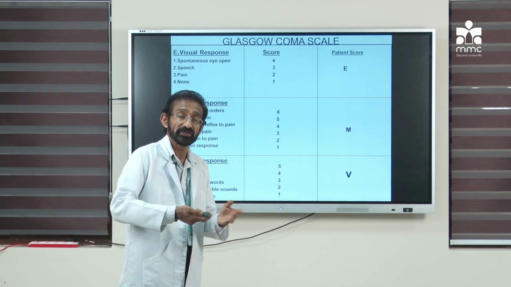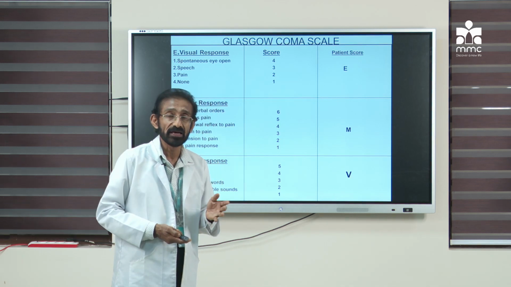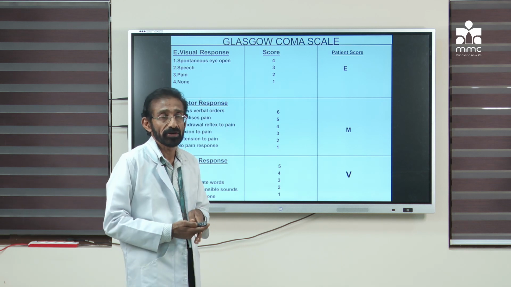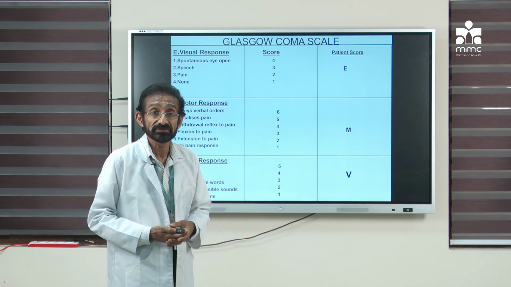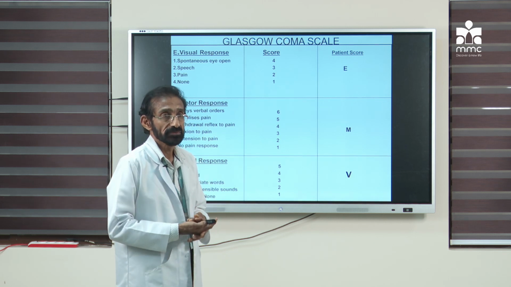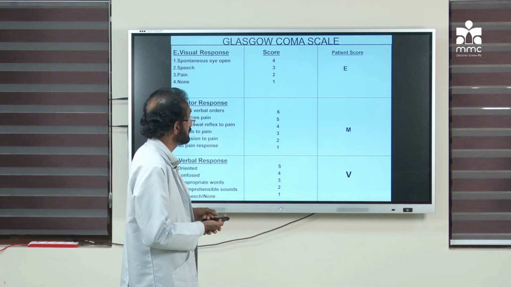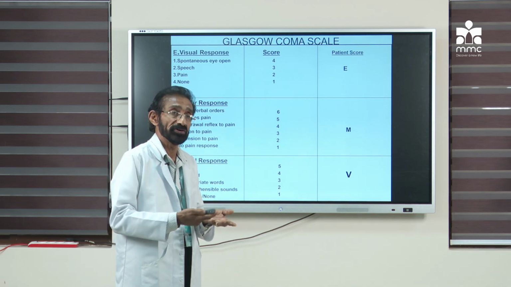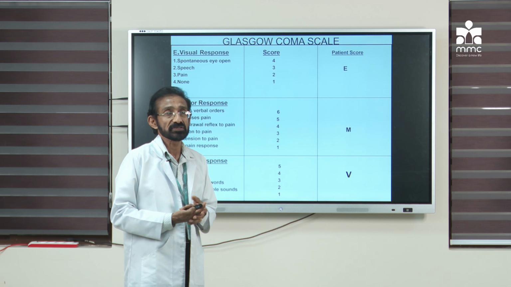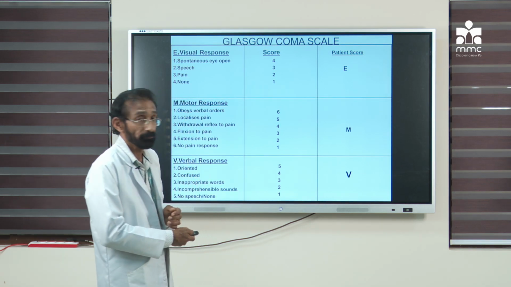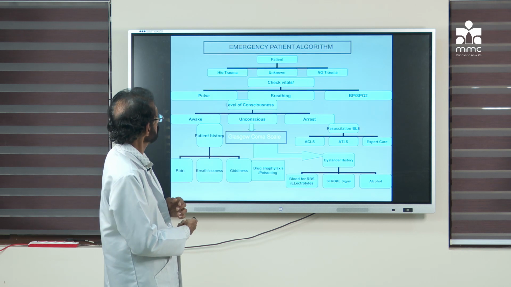So when you say the Glasgow Coma Scale is 3, that means the patient has a very poor chance of recovery. And when the next day you see the patient has a Glasgow Coma Scale of 5, that means there is some improvement. The maximum Glasgow Coma Scale is 15. So when you say a score, you say Glasgow Coma Scale is 5 by 15. That is how it is a very important parameter for assessing.